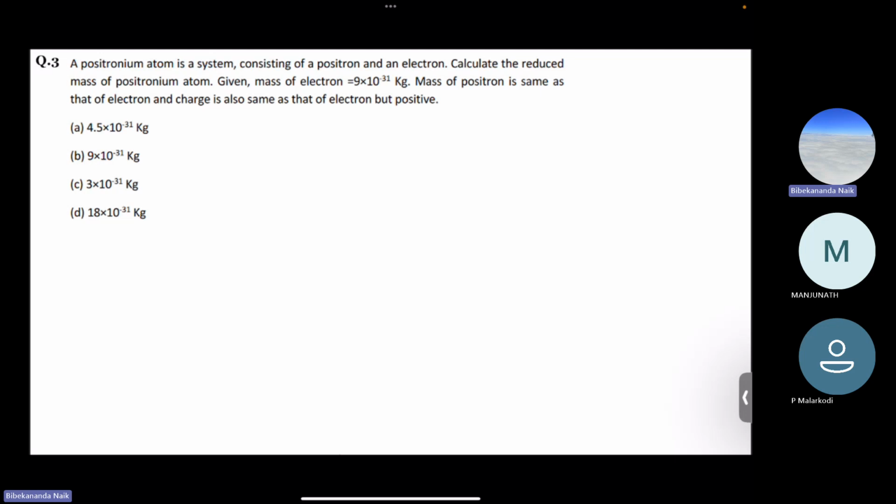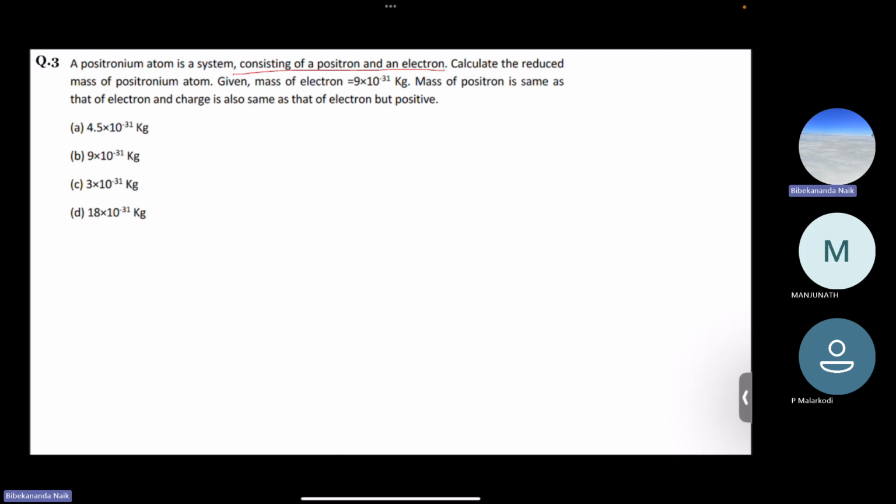Generally, a positronium atom consists of a positron and an electron. Positron has a mass equal to the mass of electron, however the charge of positron is exactly opposite to the charge of electron. The reduced mass is a concept of classical mechanics: if we are talking about a system with a large number of particles, or even two particles, in order to reduce the complexity of the problem, we consider a single particle with a mass that is called the reduced mass.